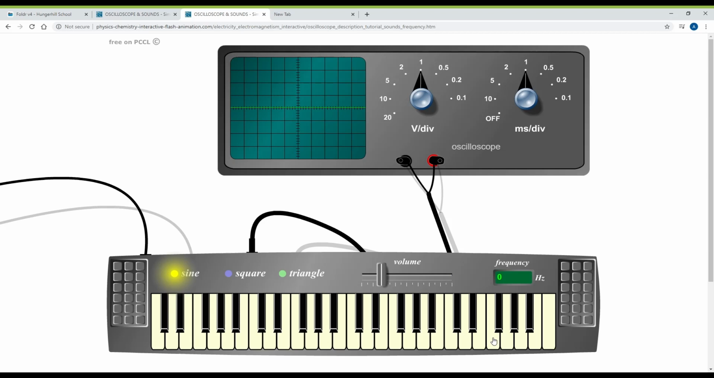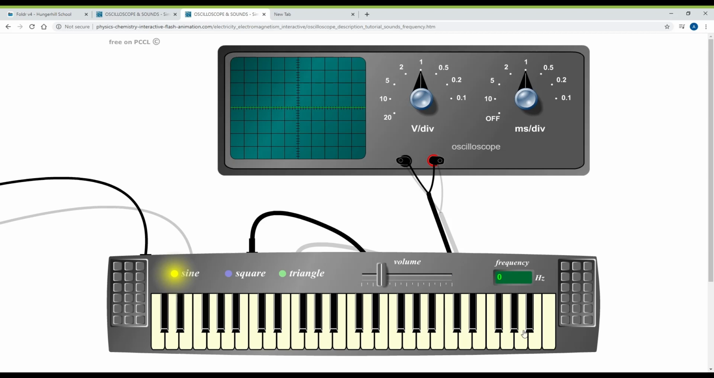So a high sound, see, the waves are very squashed together, very short wavelength. Whereas a low sound, the waves are very spread apart. And the higher you go, the more squashed together the waves are and the shorter the wavelength is.